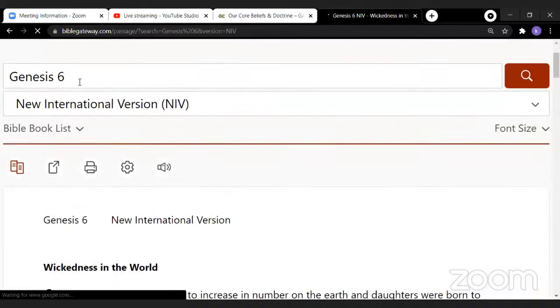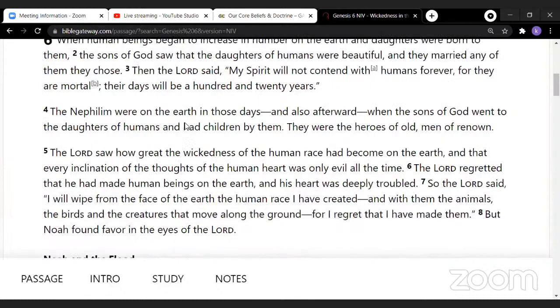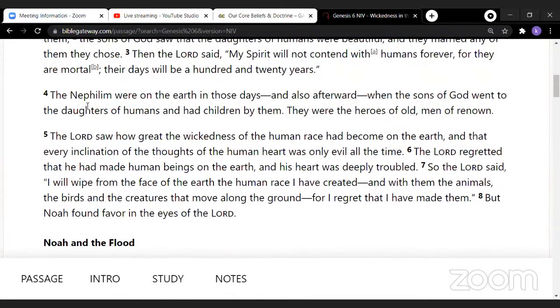So Genesis 6, 1 through 4. When human beings began to increase in number on the earth, and daughters were born to them, the sons of the Most High saw the daughters of humans were beautiful, and they married any of them. Then the Most High said, my spirit will not contend with humans forever, for they are mortal. Their days will be 120 years. The Nephilim were on earth in those days, and also afterward, when sons of the Most High went into the daughters of humans and had children by them. They were the heroes of old, men of renown.